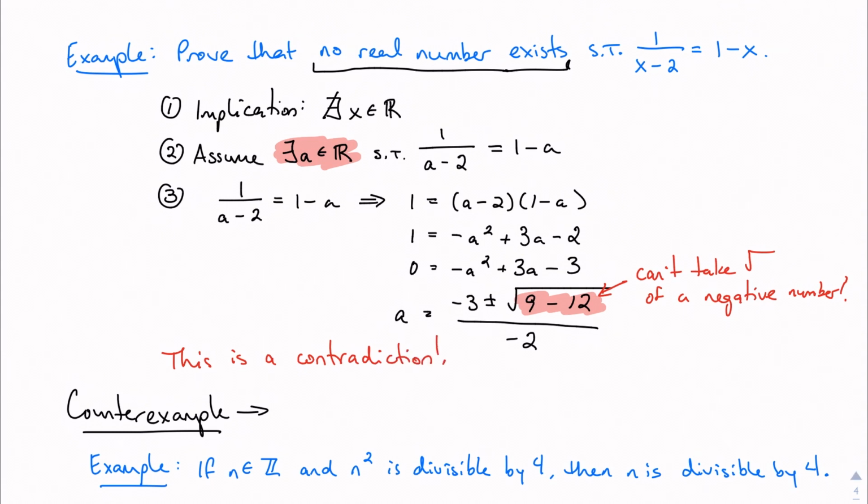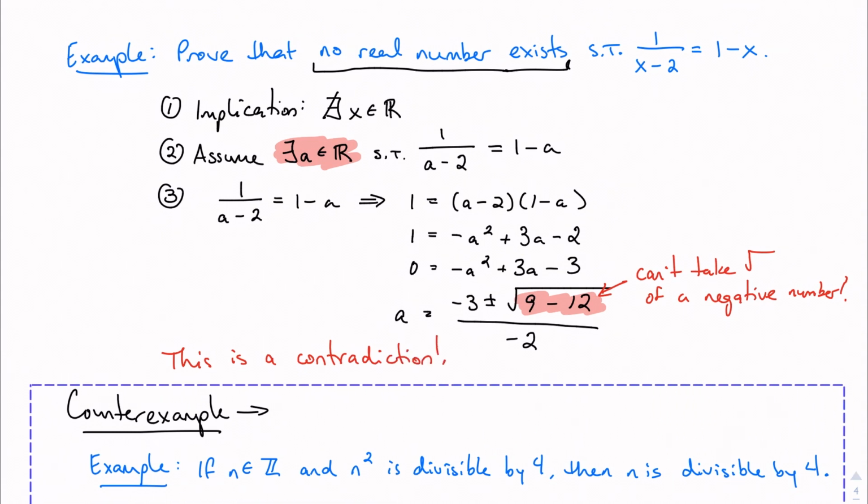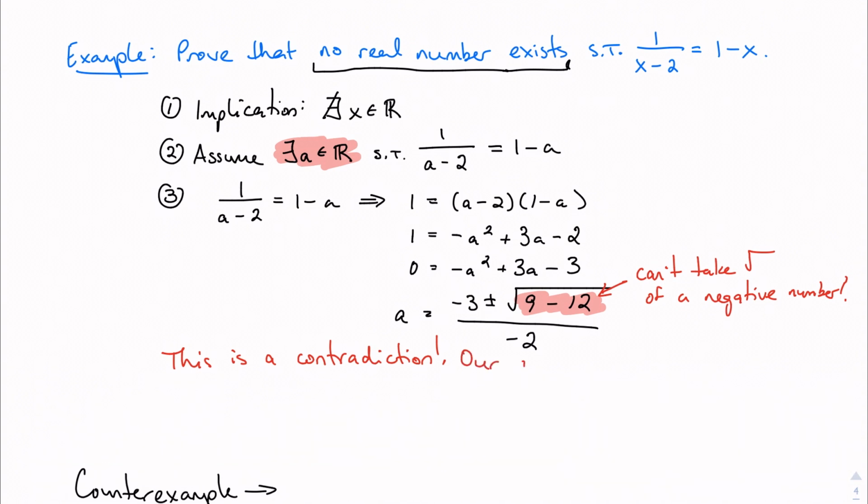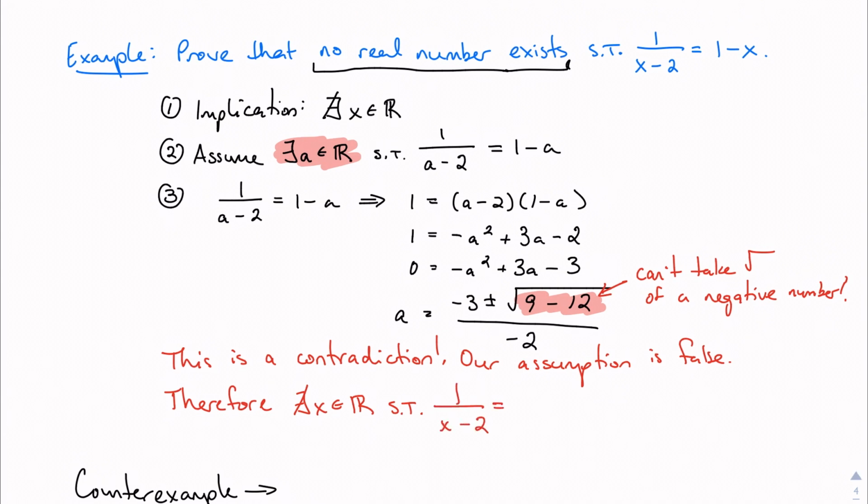I'm going to move the rest of my notes down for a minute just so I have a little bit more space. This is a contradiction. Our assumption is false. And then therefore our original statement must be true. So therefore no real number x exists such that 1 over x minus 2 is equal to 1 minus x. That's the end of our proof. So we're working until we get to a contradiction and then working it out all the way.